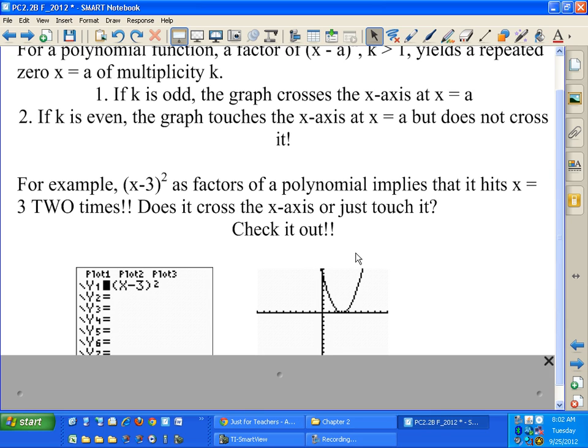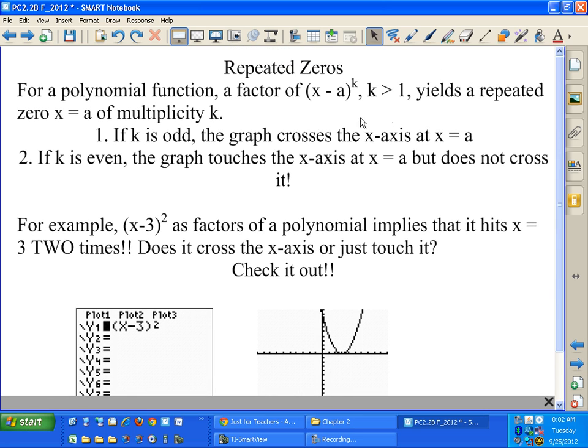So please make sure that you can see that it's touching the x-axis and it doesn't cross it. If it was something else, it might cross it. We're talking about the multiplicity, which is just getting the same factors over and over again. That will determine how it behaves: it just touches for an even power, and it'll cross for an odd power. So make sure you get that down.